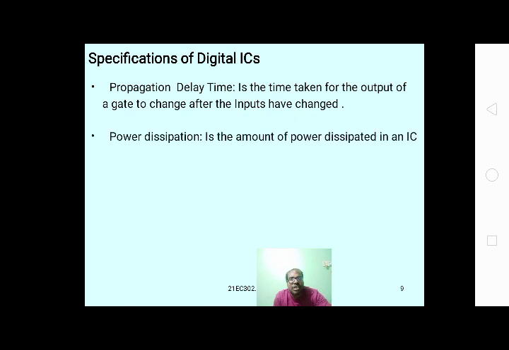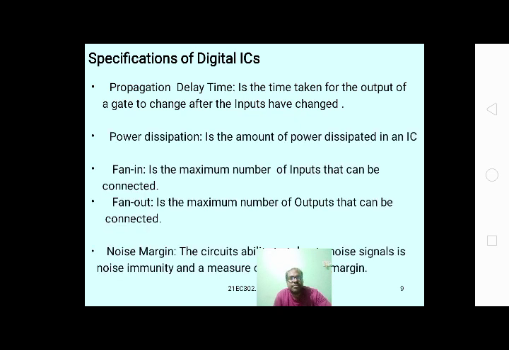Next, specification of digital ICs. Specifications are also termed as characteristics of the digital ICs. First one is propagation delay time. The time taken for the output of a gate to change after the inputs have changed is known as propagation delay time.